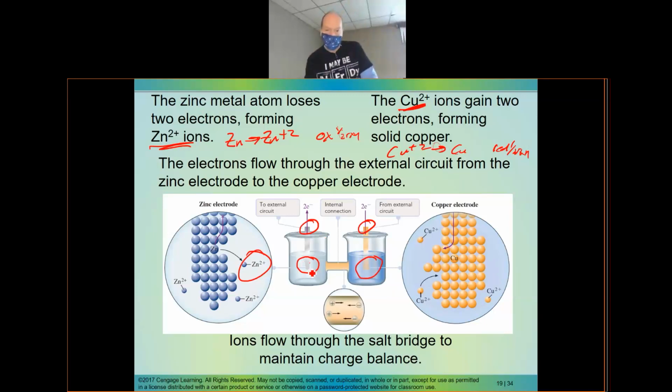And so if you could blow this up, you see that this metal is getting bigger. So this is getting smaller, amount of metal. And this is getting larger.